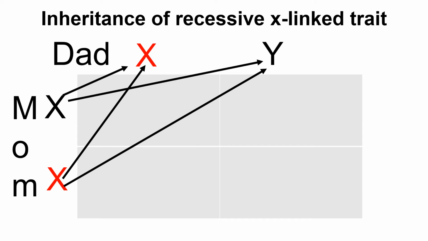So what we do is we multiply the X of the mom with the X of the dad, the X of the mom with the Y of the dad, and then we move towards the bottom. So we multiply the X of the mom with the X of the dad, and finally the X of the mom with the Y of the dad. So let's find out if any of the ladies is affected with this mutation.